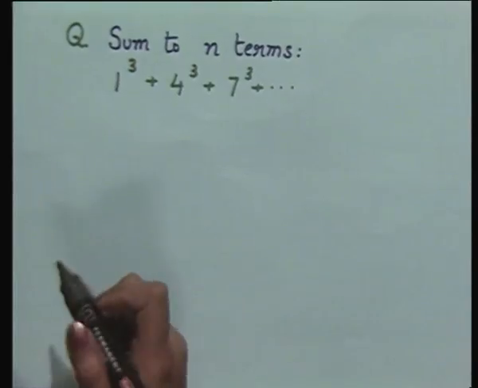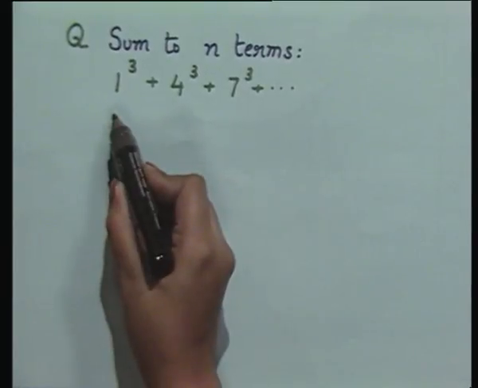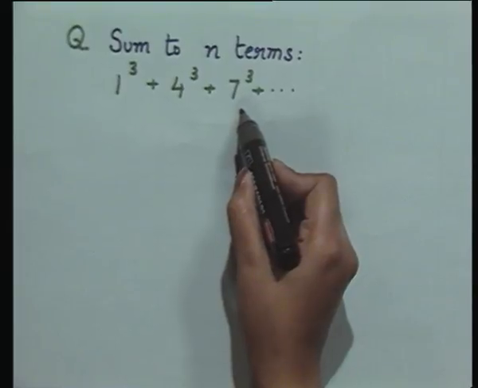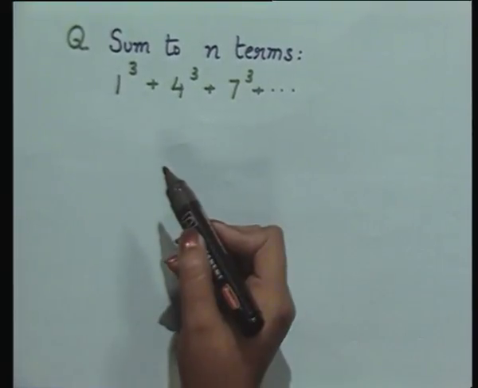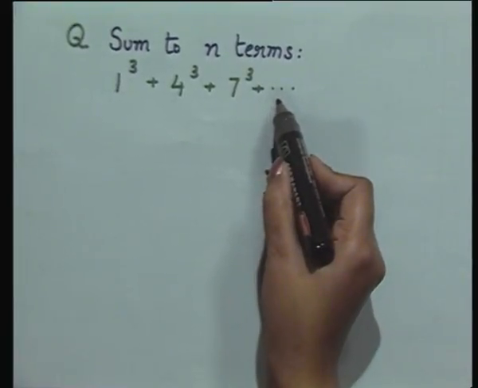We have, find the sum to n terms. The series is 1 cube plus 4 cube plus 7 cube and so on. So before the nth term, I am sure, as you said earlier, you will be able to give me again what the next term is. It will be 10 cube, ma'am. That's right. So we know the next term. So we again have a feeling as to what the pattern is. But what will be the nth term here?